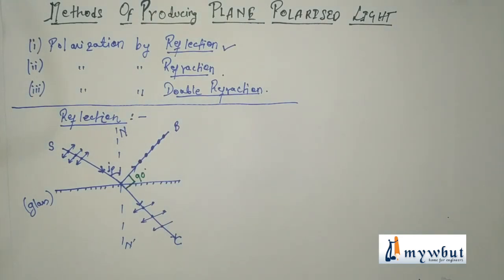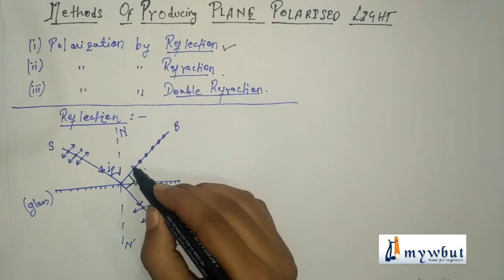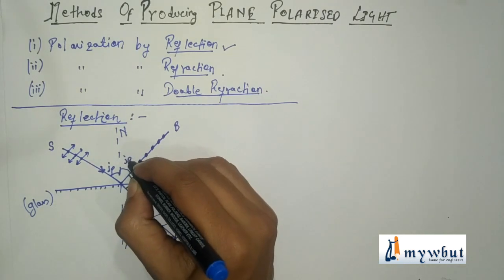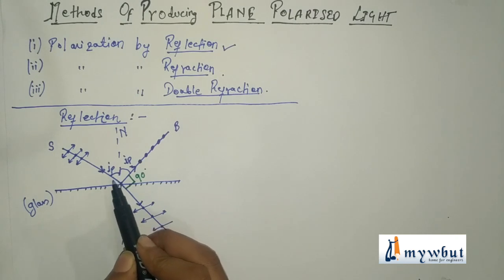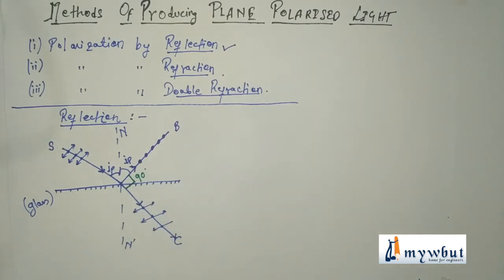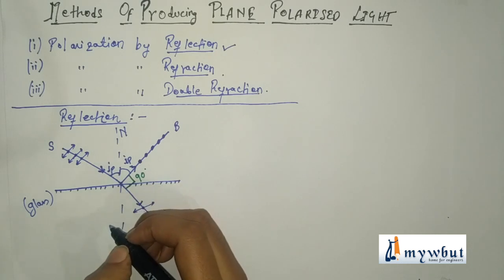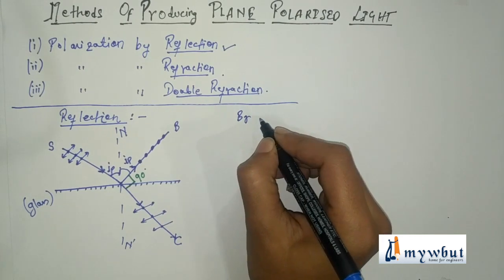For polarization by reflection, the reflected and the refracted ray must be perpendicular to each other. And this angle will be equal, as you all know, by the laws of reflection. He also observed that for a particular angle of incidence, the reflected ray is not only partially polarized, but fully polarized. That gives the definition for Brewster's law. So let us see what is Brewster's law.